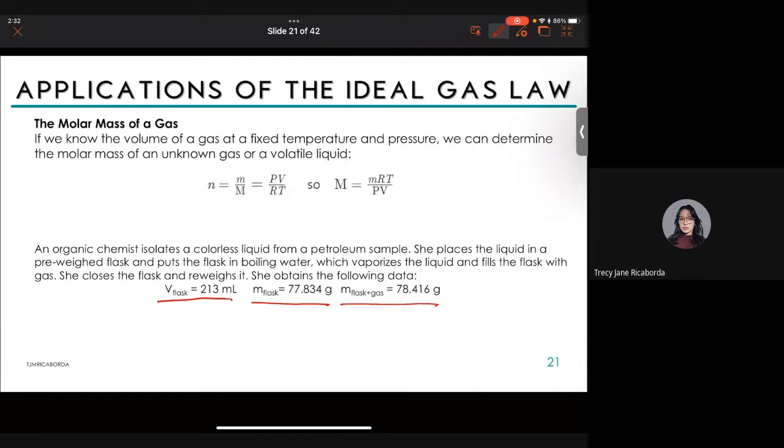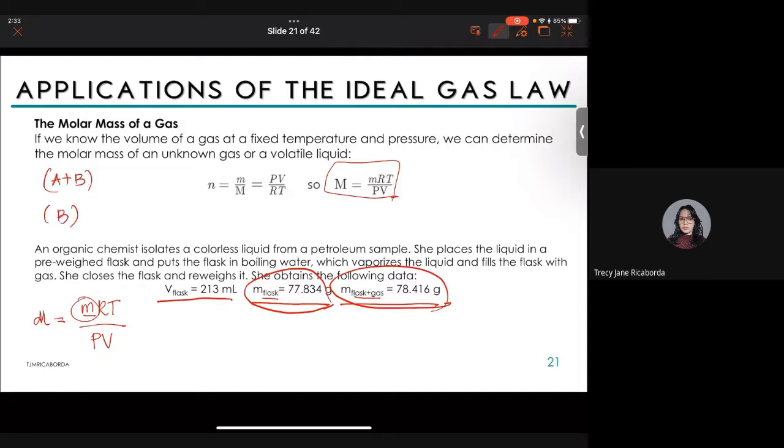And anong gagawin natin? So let's use this equation. So we are looking for the molar mass, mass times RT over PV. Now, what mass is this? This should be the mass of a gas. Now, we have two given masses here. How do we get the mass of the gas? Look at the subscripts. If you have A plus B na mass, and then you're also given mass ng B, to get the mass of A, you just A plus B minus B, right? Para makuha mo yung mass ng A. So we do the same thing here.